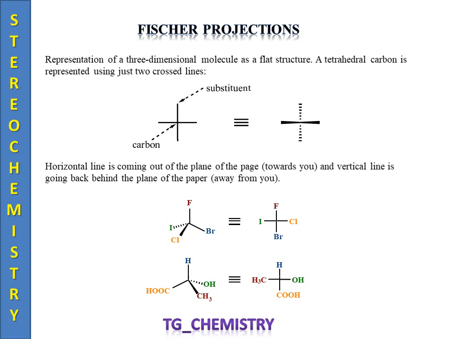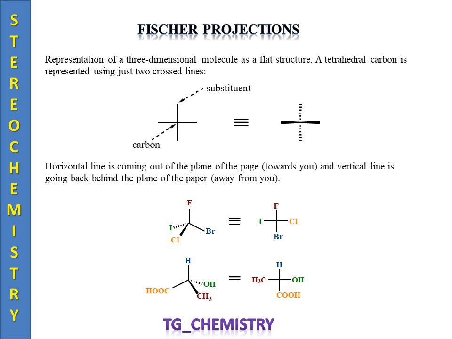Now there are two examples in the flying wedge formula, and they have been transformed into the Fischer projection formula. In the first one, you see the chiral carbon is attached to 4 halogen atoms, fluorine, chlorine, bromine, iodine, and then they are transformed into the Fischer projection formula. And here you need to note that the fluorine and bromine, which were represented on the plane of the page, have been placed vertically.